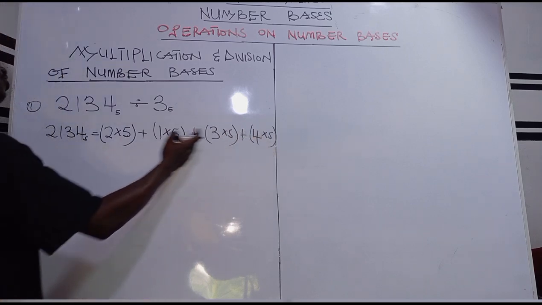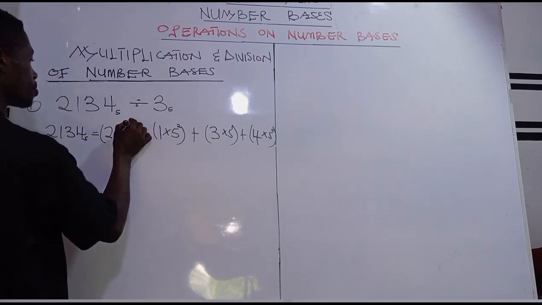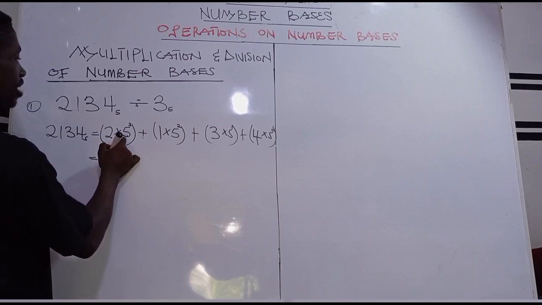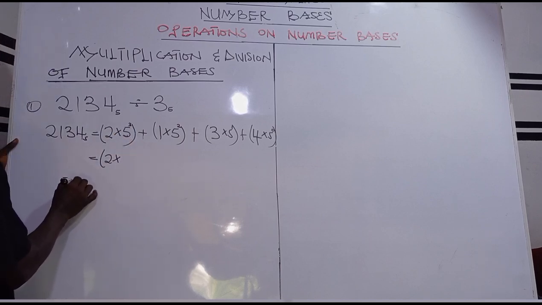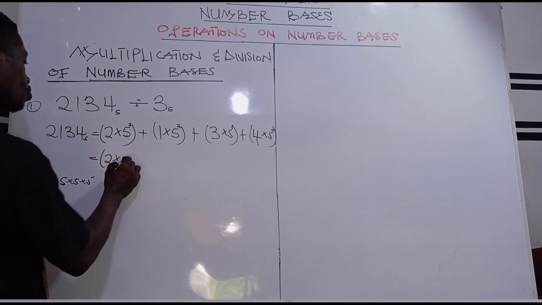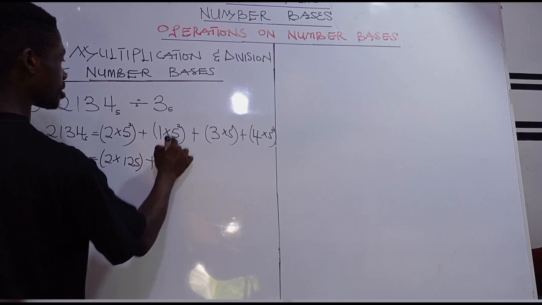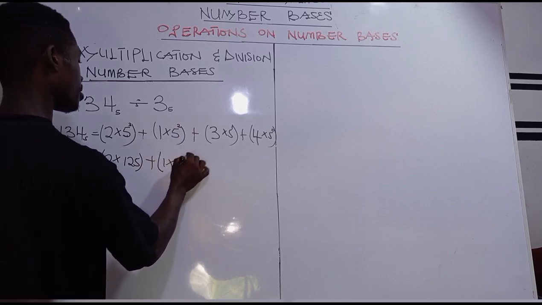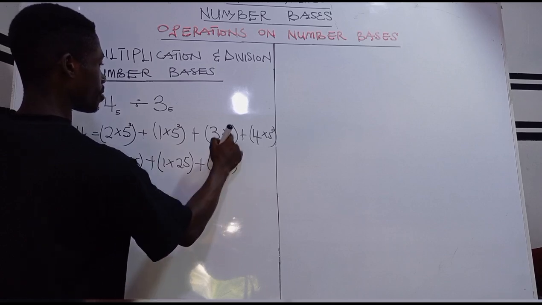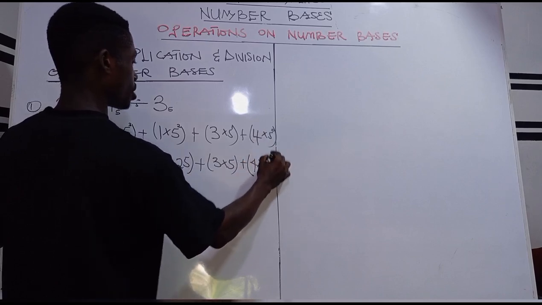Then we start counting from the extreme right to the left, starting from 0, 1, 2, and then 3. So we are going to get 2 times 5 power 3, which means 5 times 5 times 5. 5 times 5 will give us 25. 25 times 5 will give us 125. Then we have plus 1 times 5 power 2, which gives us 25, plus 3 times 5 power 1, which is still 5, and then plus 4 times 5 power 0, which gives us 1.